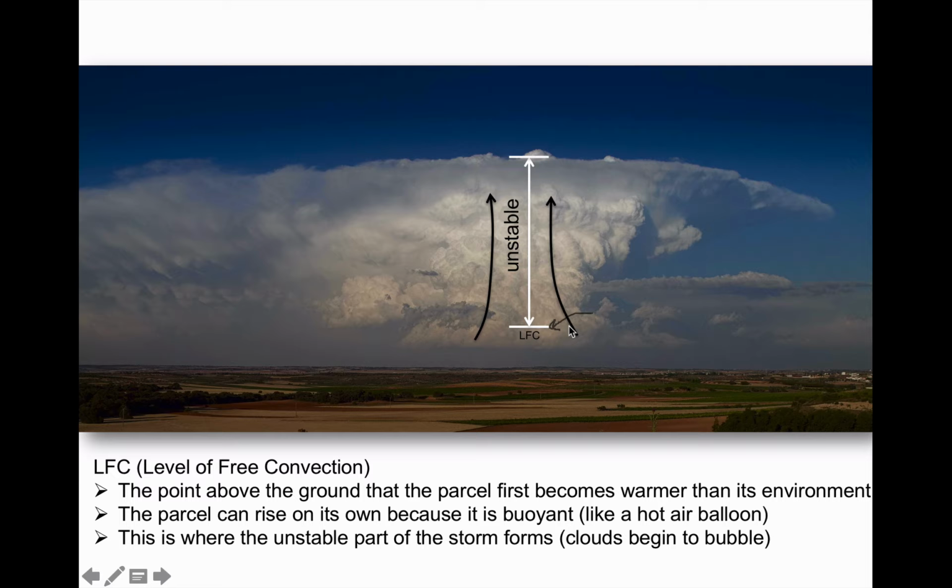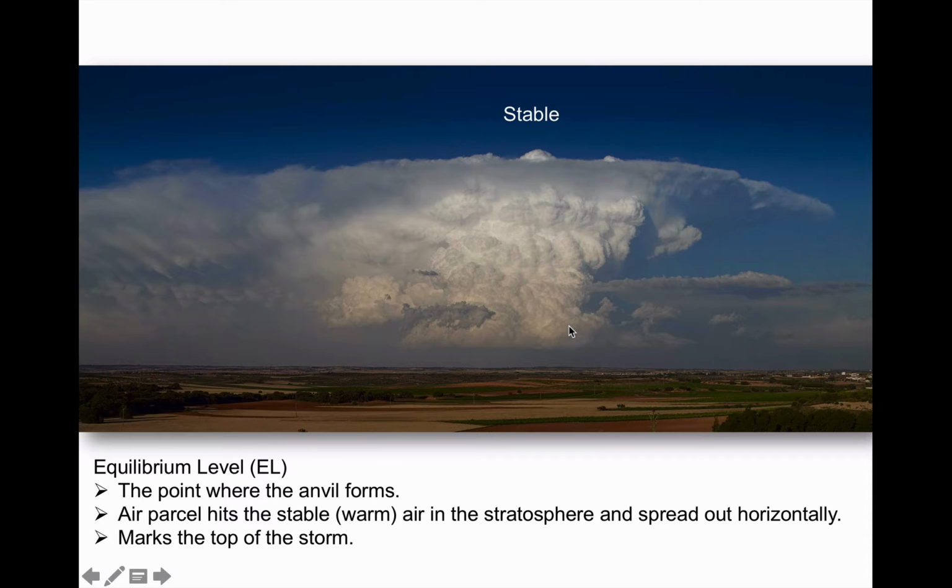Finally, I want to show you this. As that air rises, it eventually slams into the very stable layers at the top of the atmosphere. So the air goes up and spreads out horizontally. We call that layer, that level I should say, the equilibrium level. It's the point where the anvil cloud forms, and the anvil cloud is this big cloud you see over here. We'll talk about that quite a bit this semester. It's where the air parcel hits the very stable and warm layer in the stratosphere and spreads out horizontally.